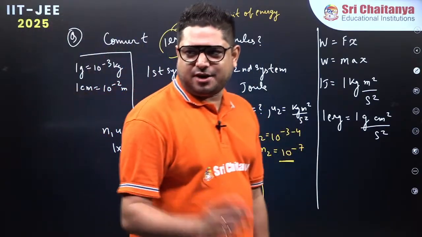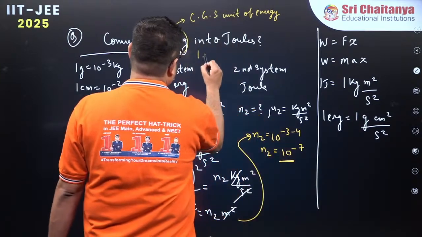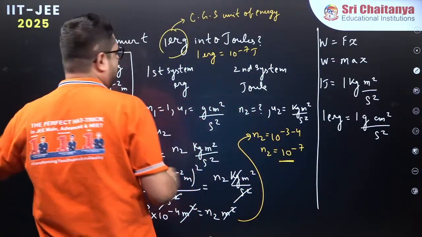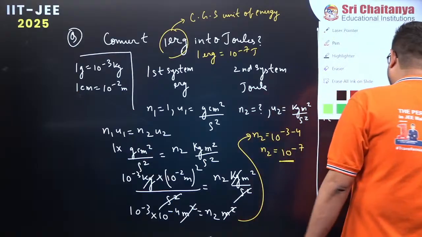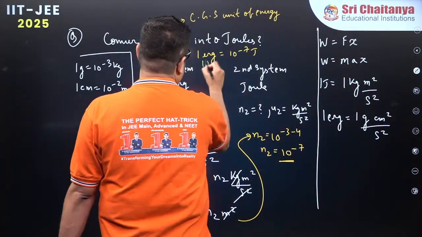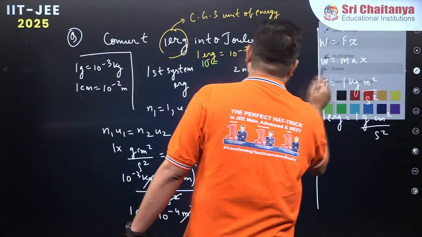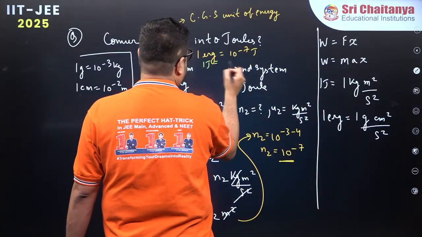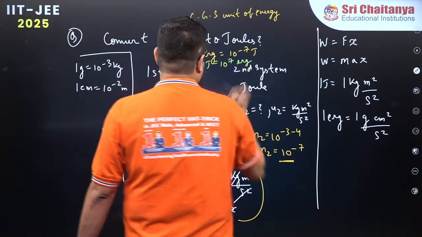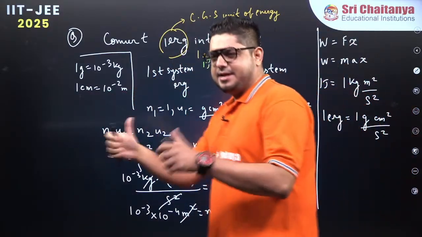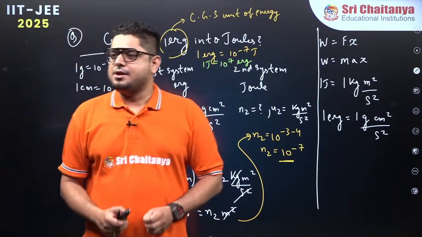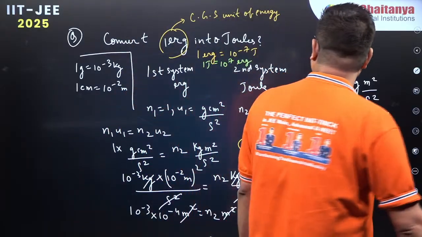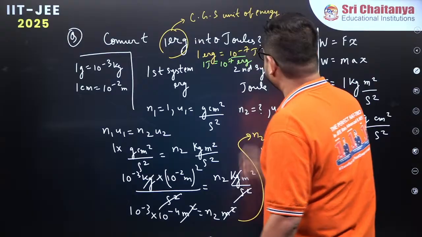So as a result, I can say that 1 erg is equivalent to 10 to the power minus 7 joules, and vice versa, 1 joule is equivalent to 10 to the power 7 erg. Like this. I hope it's clear. If yes, give a thumbs up, hit the like button, everyone. Okay, so understood, everyone? So 10 to the power minus 7 is the answer to this question.